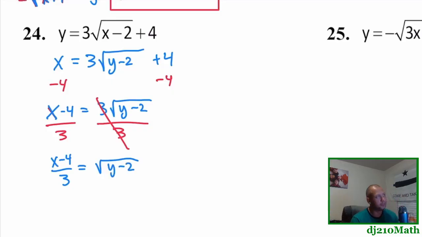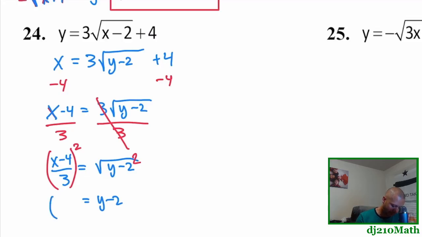Do you have to rewrite this every time? No, you don't. You could do multiple steps at once if you're nice. Like I'm nice. Like I could do it. But I'm writing out every step so I can show you. Now, to undo a square root, we square everything on the left, everything on the right. What's nice is that on the right-hand side, y minus 2 is just there. It opens up. Left-hand side, (x minus 4) all over 3, squared.